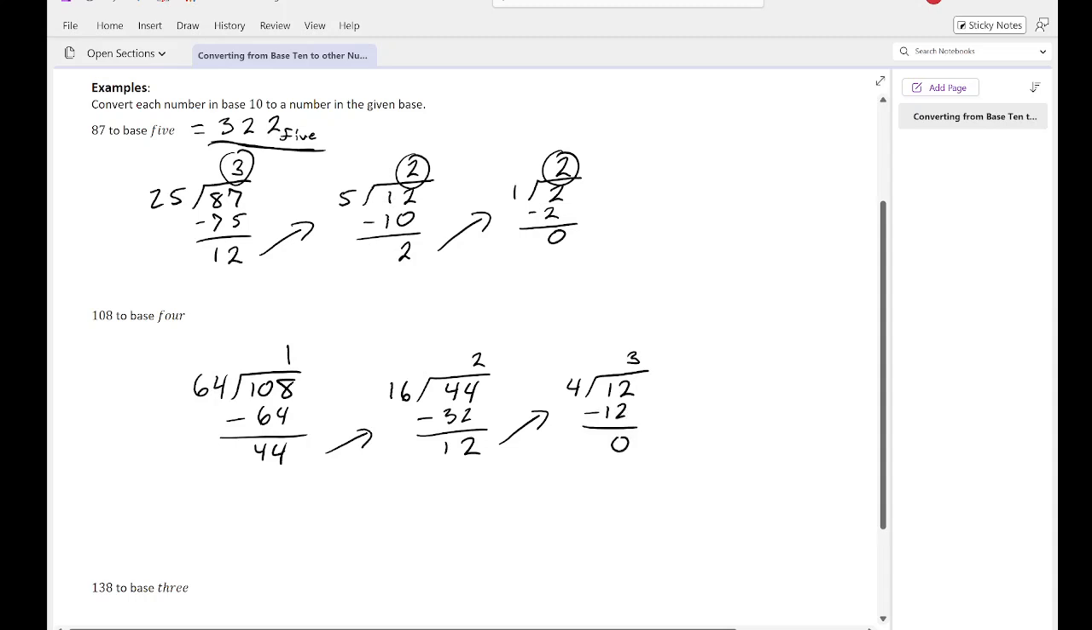But do not stop there, because I'm at 4 to the first. I can only stop when I get to the 0 power. So it's going to be 0, and then 4 to the 0 power, which is 1, and 1 can go into 0 0 times. This is where I end. Just like with the other one, where I ended at 5 to the 0 power, I have to end here at 4 to the 0 power. So I have 1, 2, 3, 0. This answer is 1230 base 4.